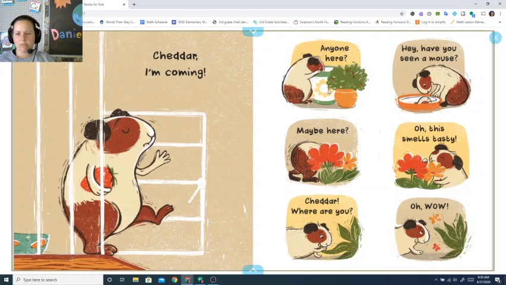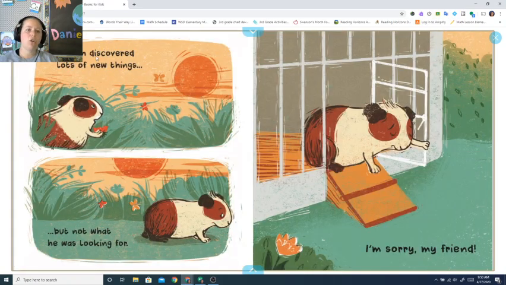Anyone here? Hey, have you seen a mouse? He's talking to himself in his reflection. Maybe here. Ooh, this smells tasty. Cheddar, where are you? Oh, wow. And he sees butterflies for the first time. Crunch discovered lots of new things, but not what he was looking for.